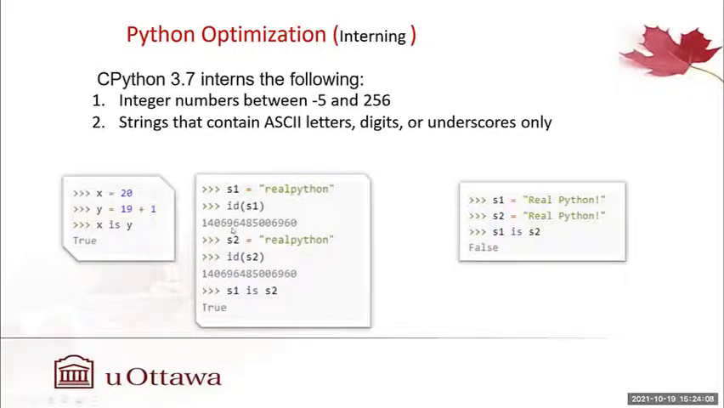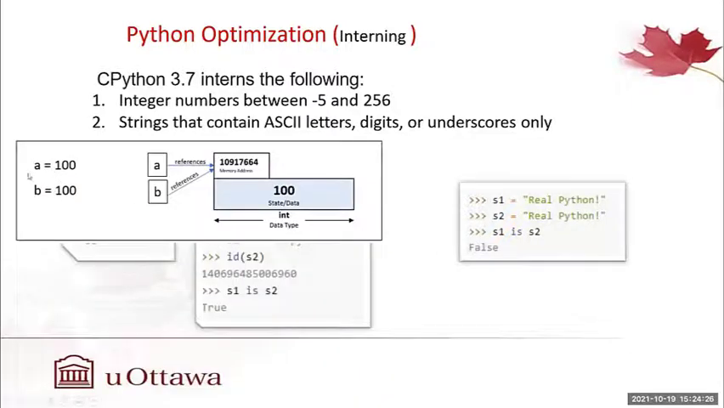However, it's not the case when I have a space or when I insert a special character. As we can see, both of them are going to give me false. To understand it better, let's take a look at a visualization. If I have a number ranging between -5 and 256, both of them will be referenced at the same memory address.